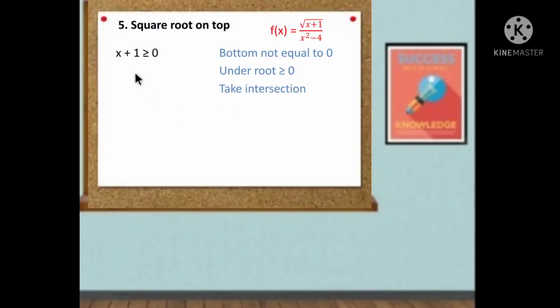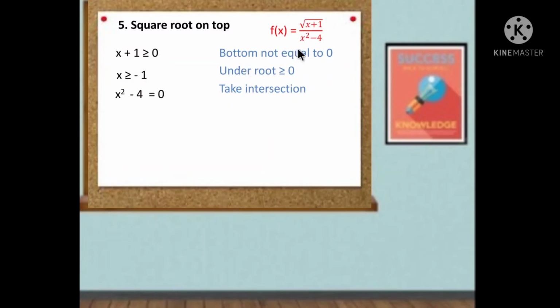Okay. So, we have x plus 1 greater than or equal to 0. So, ito yung under root niya. Nauna niyang sinulat yung under root eh. Ayan. Then, transposing 1, x is greater than or equal to negative 1. Mula kay negative 1, papunta daw sa kanan. Lahat yon solution. Okay. Next.